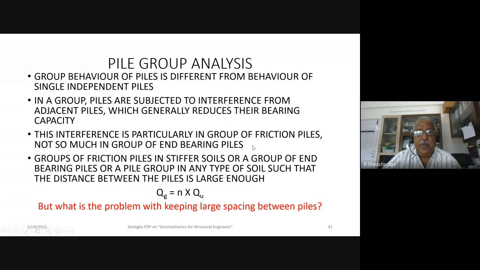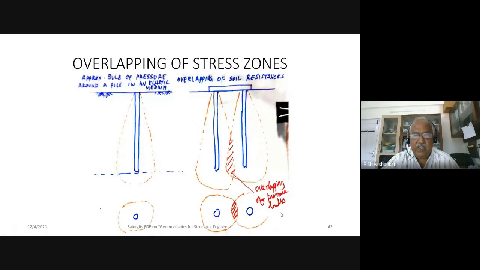So group behavior is different from single pile behavior, and the group capacity is generally not equal to the number of piles times the load carrying capacity of an individual pile. So as I said, if I keep my spacing large, group efficiency will be more, but the pile cap will become unwieldy. So this is how a stress bulb around a pile looks, and this is the overlapping zone in plan, sorry, my figures aren't good.